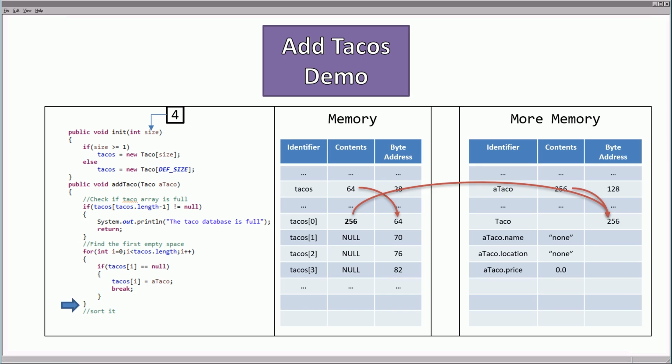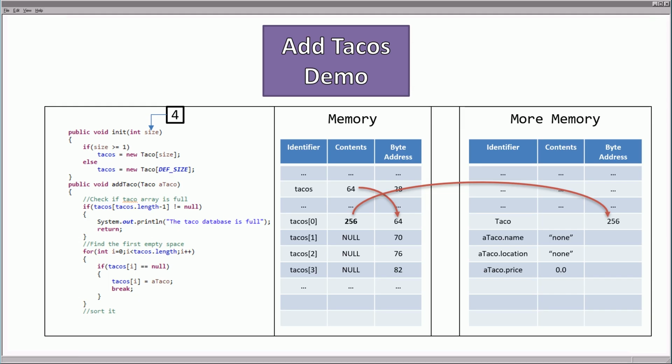Notice that once we're outside of the loop, that index i no longer exists. The scope of a variable only exists where it was declared. Now, if we also notice, when we exit out of this method, aTaco, that parameter, disappears. Parameters only exist inside the method they were declared in. But we have not lost that object, because tacos at index 0 is still referencing the object that was constructed in memory.